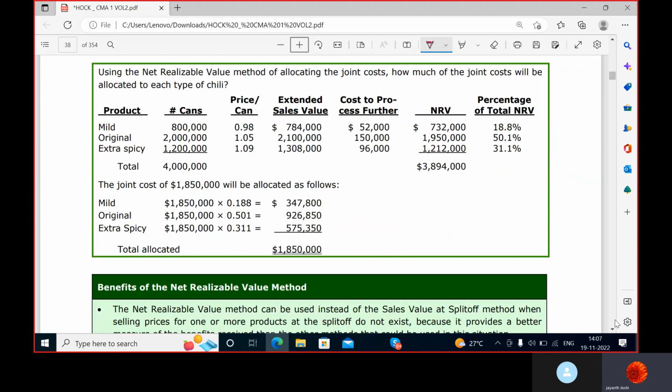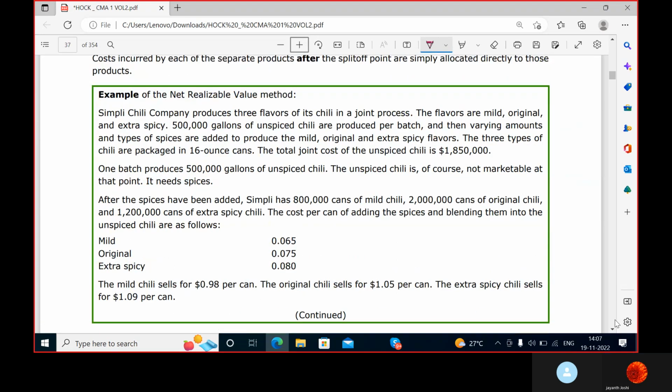So the question is here. Just read the question, Zarina. Simply Chili Company produces 3 flavors of chili in a joint process. Fine. The raw material is chili. With that same raw material you are producing, only one raw material will give you 3 types of flavored chili. Isn't it so? The flavors are mild, original and extra spicy.